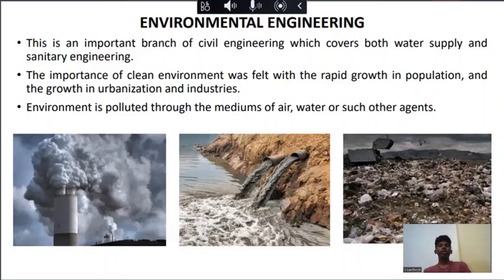Environmental engineering. This is an important branch of civil engineering which covers both water supply and sanitary engineering. So, in environmental engineering, we'll be studying about the pollution and various effects that are placed on the environment due to pollution of air, water, and other agents.